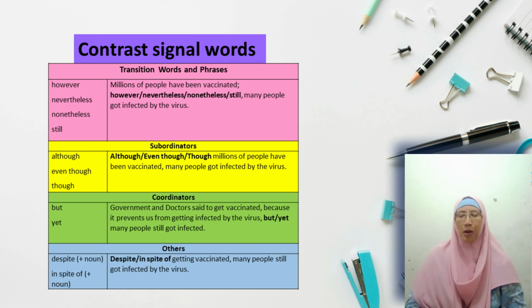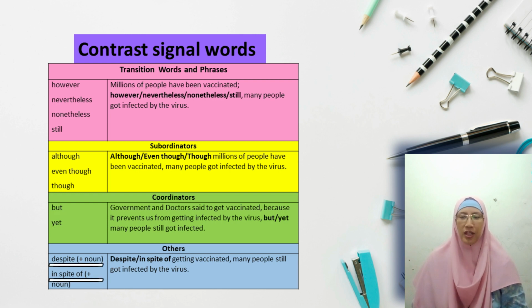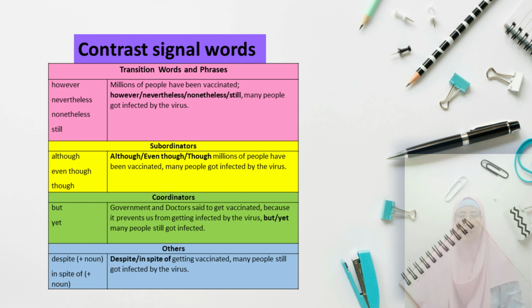Alright, now we go on to contrast signal words. First we have transition words and phrases, subordinators the second, coordinators the third, and others. In transition words and phrases, we have however, nevertheless, nonetheless, and still. In subordinators, we have although, even though, and though. And coordinators, we have but and yet. And others we have despite plus noun and in spite of plus noun. Let's go on to the example in the sentence.